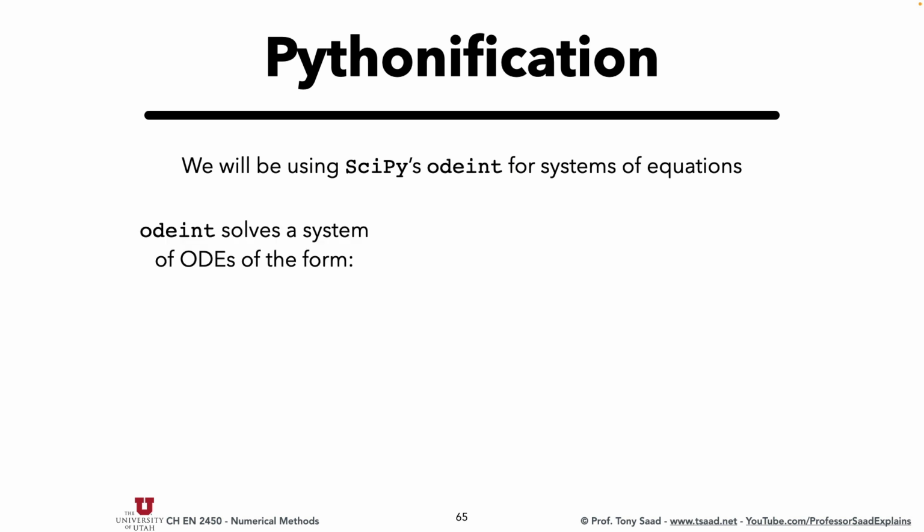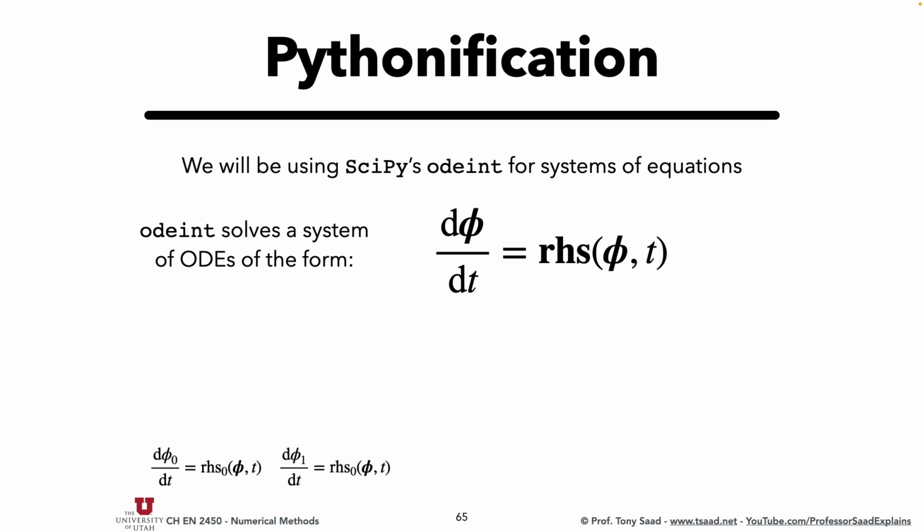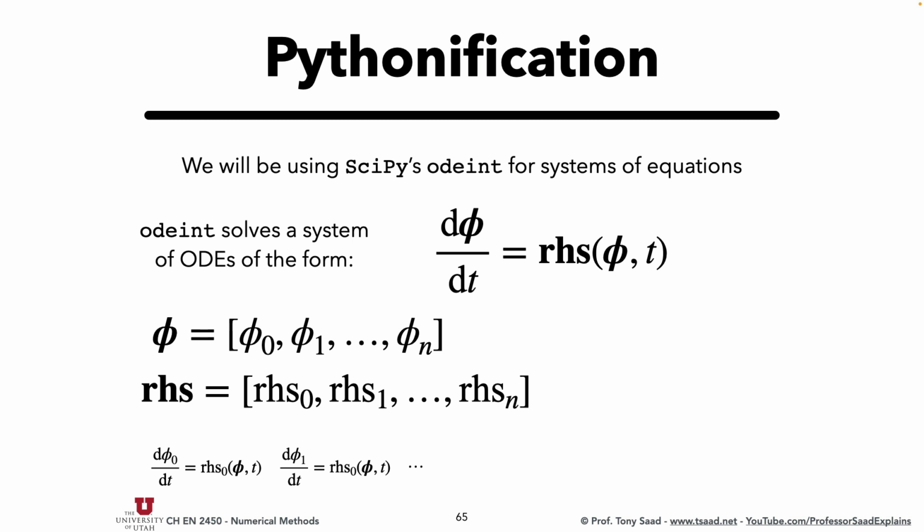So we will use odeint to solve a system of ODEs. Pay attention here, because there's going to be some Python jujitsu to understand how we solve this. What we're doing here is trying to solve this system of equations. It's a system of equations written as a single equation, but it's a vector equation, where phi is an array of dependent variables, and the right-hand side is an array of right-hand sides. What this means is d phi 0 by dt is RHS 0, and so on and so forth, for each one of those dependent variables.